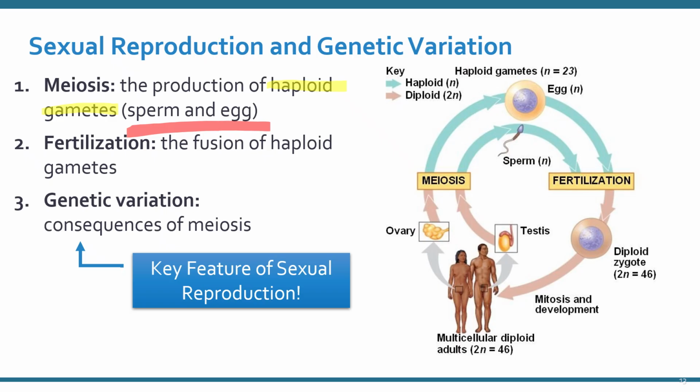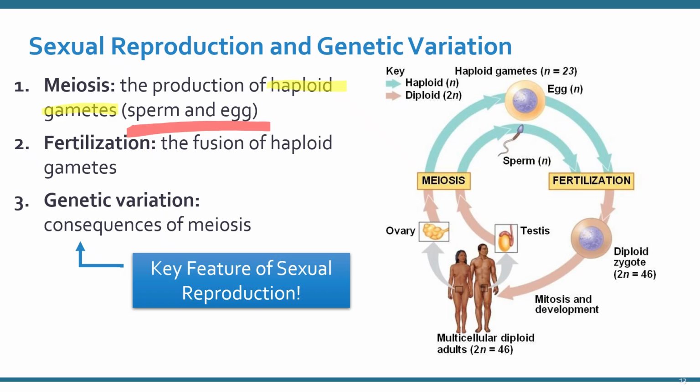But the other thing that happens is that when we reduce our chromosome number, it also allows us to combine those genomes and introduce the genetic variation that comes from two genomes combining. And then on top of that, during meiosis, we are going to have a few points of genetic variation that happen during the process.